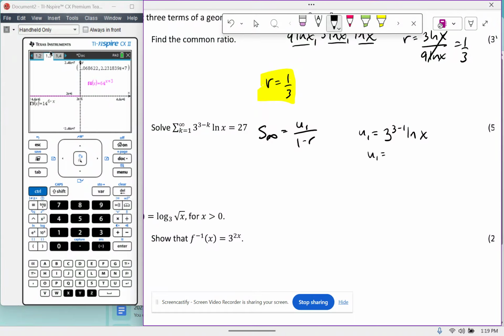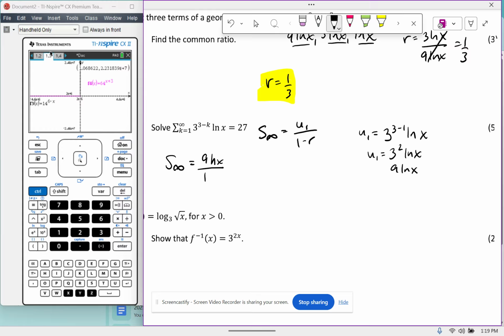So I got u sub 1 is equal to 3 squared ln of x, which is 9 ln of x. Where do you see a 9 ln of x as the first term in a geometric sequence anywhere else on your page? Like right up top in A, right? Oh man, okay, this is actually such an easy question. So I have u sub 1 is what? 9 ln of x. And then what's going to go down below?